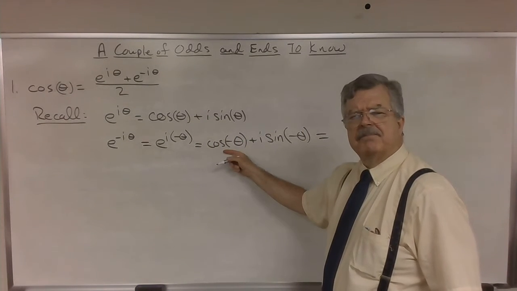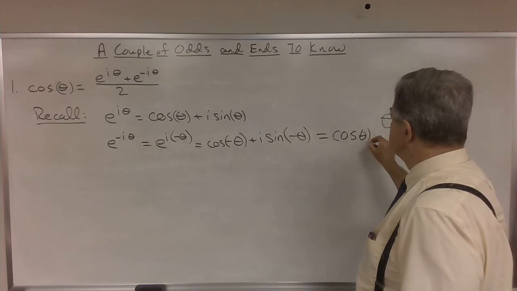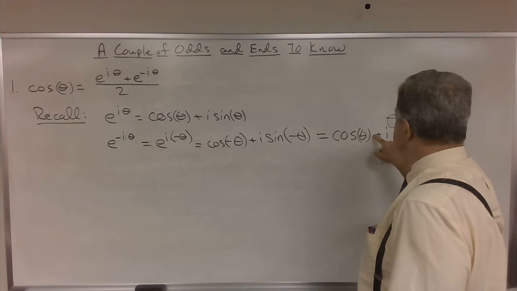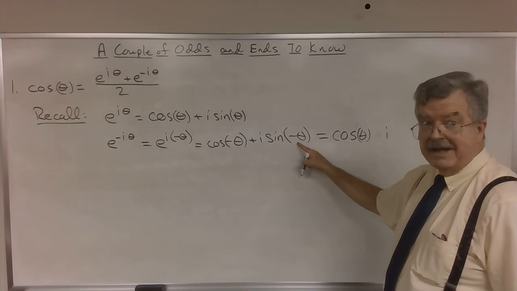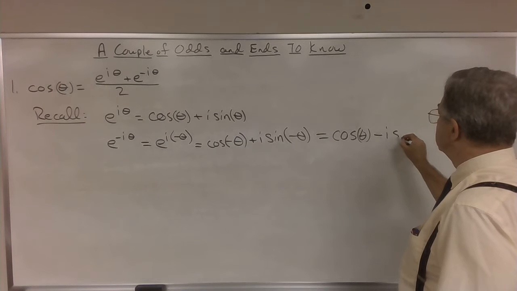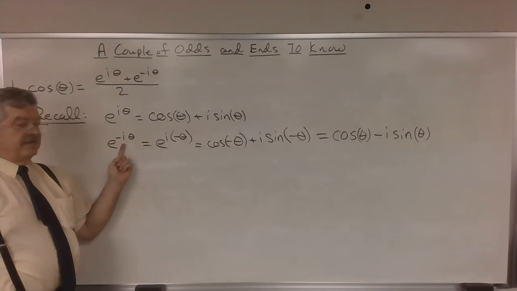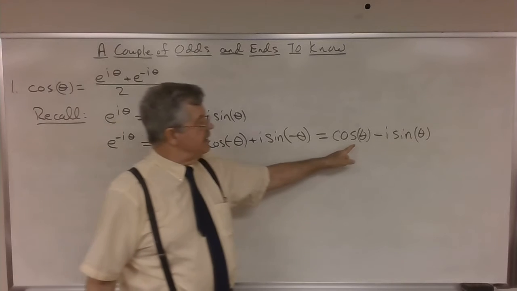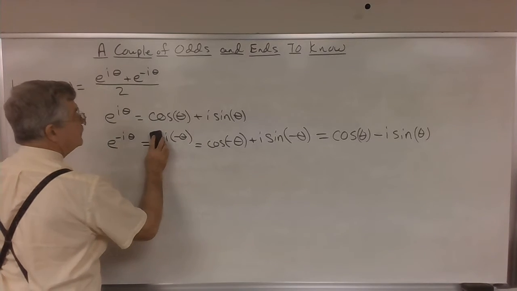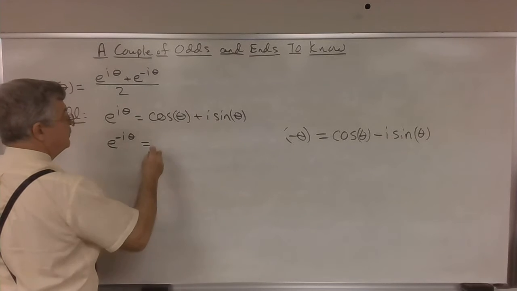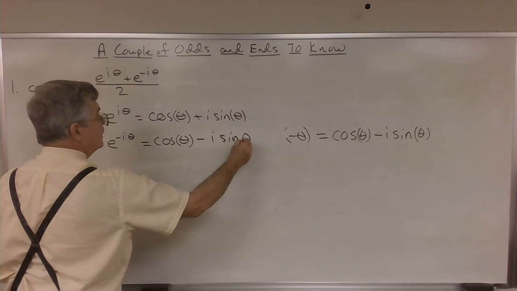Cosine of negative theta, that's a trig identity. Cosine of negative theta is just cosine of theta. And sine of negative theta is negative sine of positive theta. So we have e to the negative i theta is equal to cosine of theta minus i sine theta. So I'll just write that here. Cosine of theta minus i sine of theta.